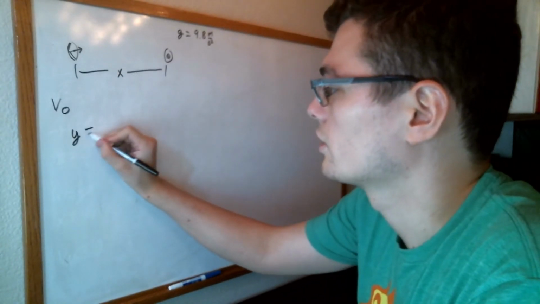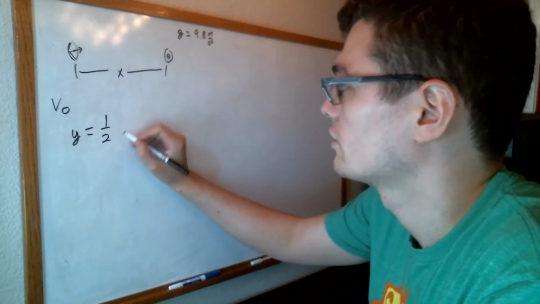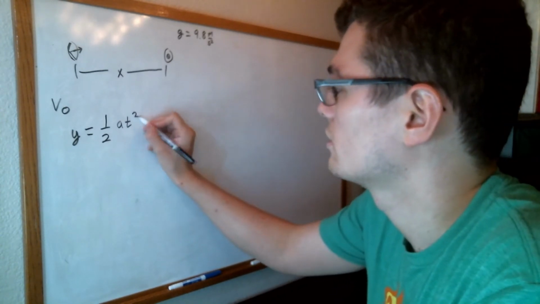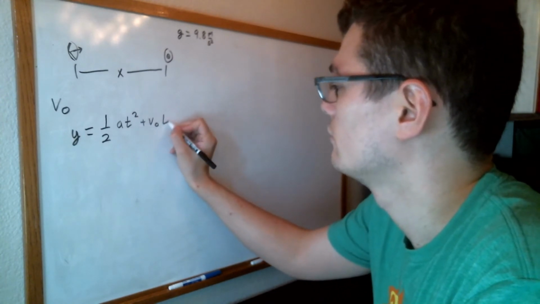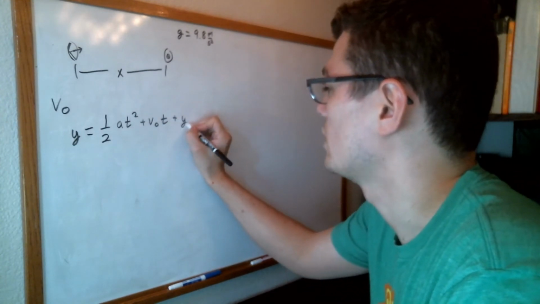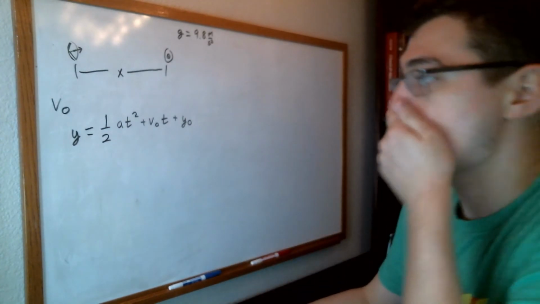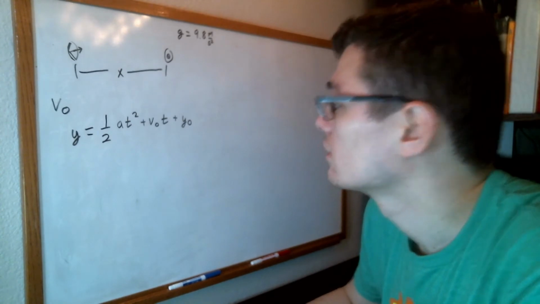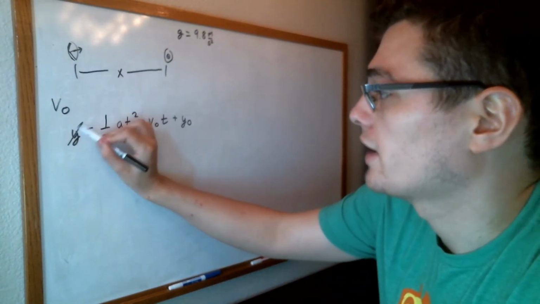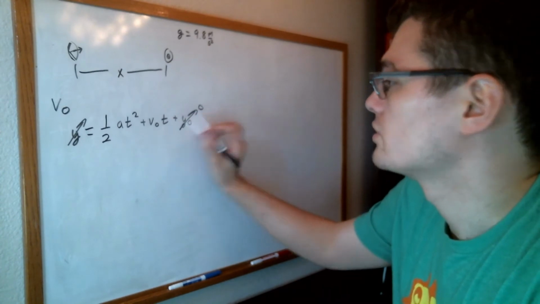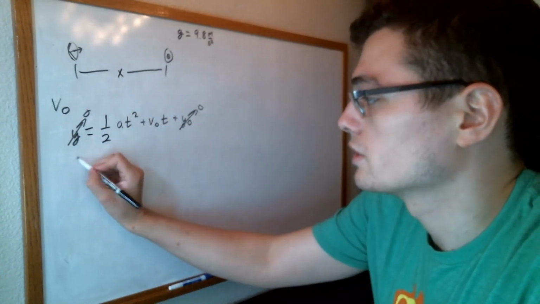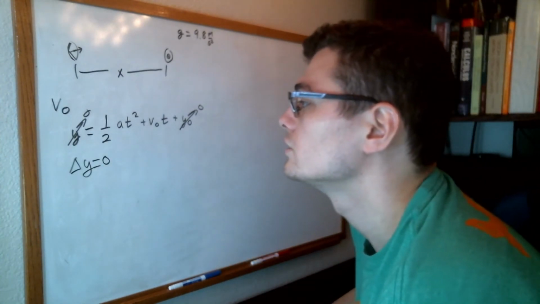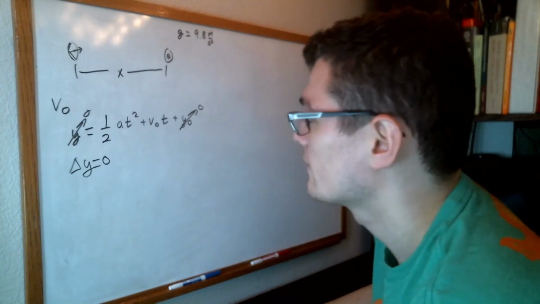So in this case, we have our equation: y is equal to 1/2 at squared plus v naught t plus y naught. So y and y naught are going to be exactly the same here. These are both at the point of release, so we can cancel that out, or you can say that delta y is equal to 0. These terms cancel because of that.